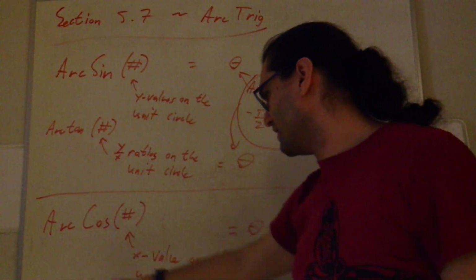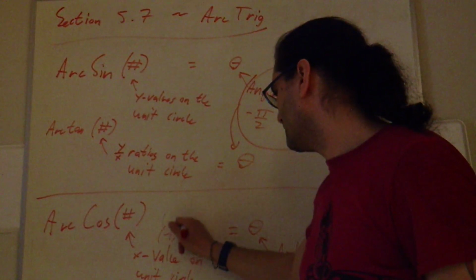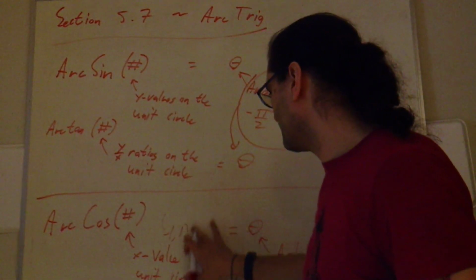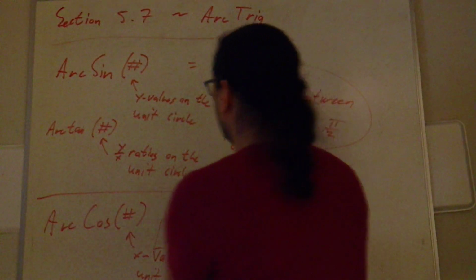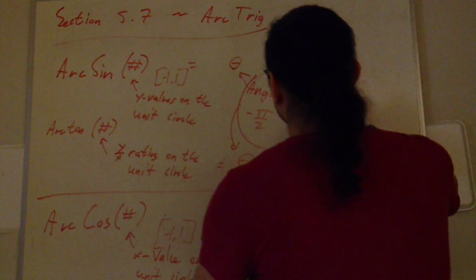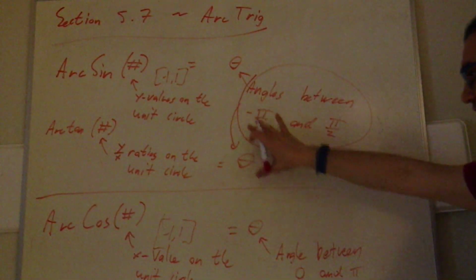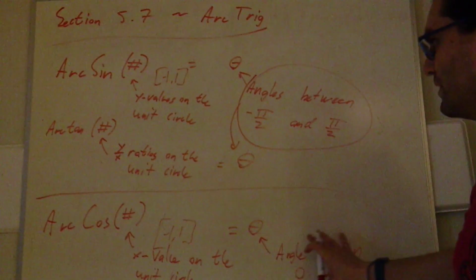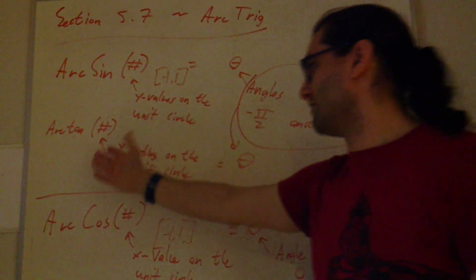Same with arccosine. These x values have to be between -1 and 1. They can be inclusive though. So -1 to 1 is the domain here. -1 to 1 is the domain here. -pi over 2 to pi over 2 is the range here. 0 to pi is the range here. Arctangent does not have range restrictions. You can take the arctangent of any ratio you like.